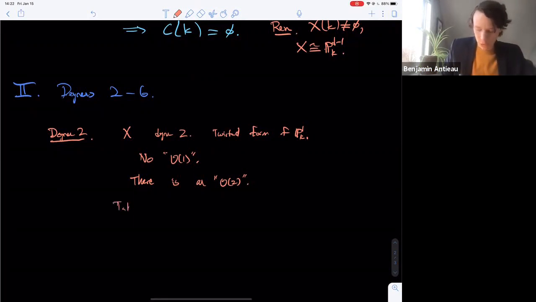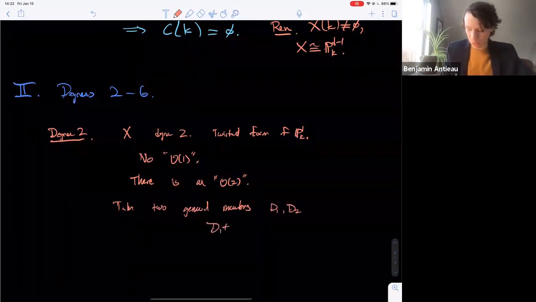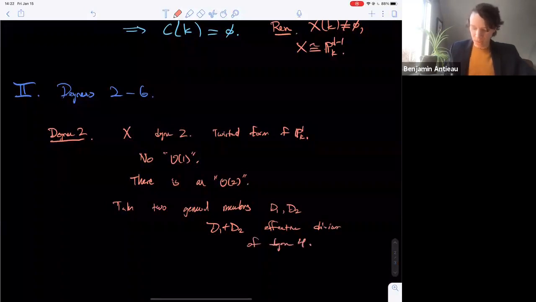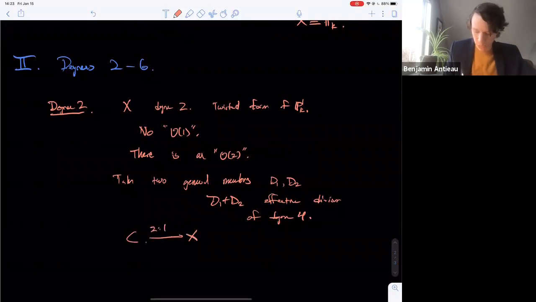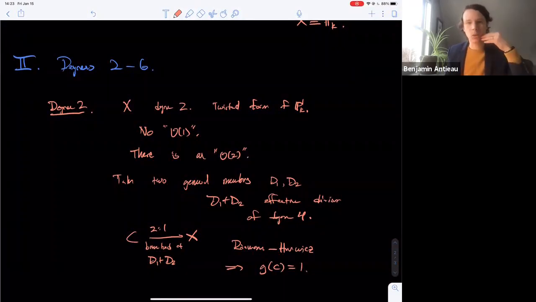So what I can do is take two sort of general members of the divisor class. I'll call those D1 and D2. Then D1 plus D2 is an effective divisor of degree four. And I can now take C to X to be the 2-to-1 cover branched at D1 plus D2. And Riemann-Hurwitz says that, if we do this generally enough, the genus of C is one. So that's one totally geometric way. It doesn't necessarily give you equations for this curve, at least without more work. But that's a little bit of a flavor of how to do this in the degree two case.